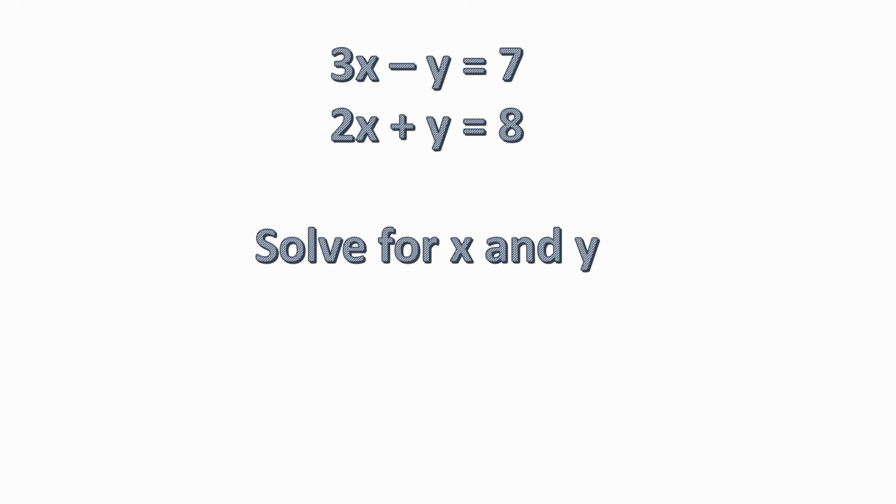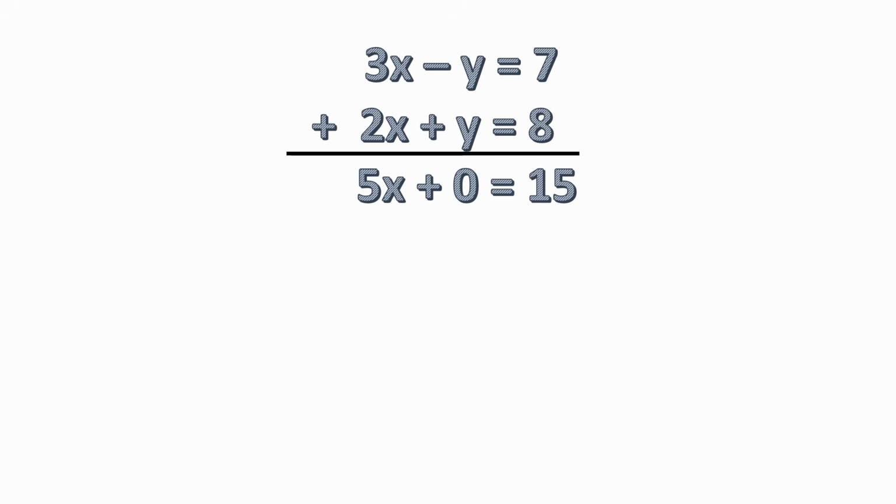We've got a little bit of algebra, some real simple algebra today. We've got two equations, and we want to solve for x and y that satisfy these two equations. 3x minus y equals 7, and 2x plus y equals 8.